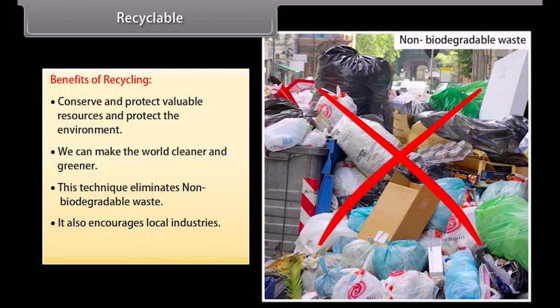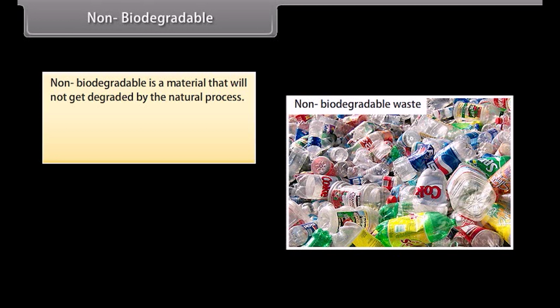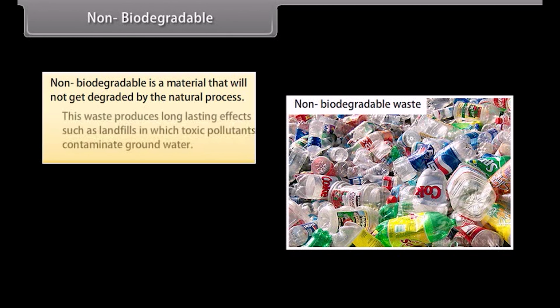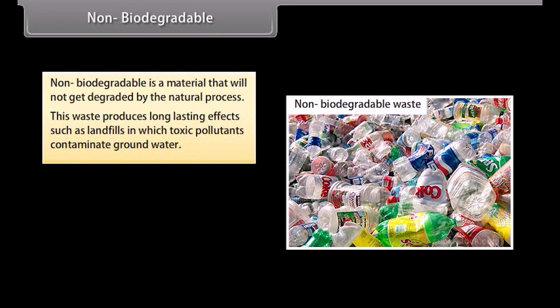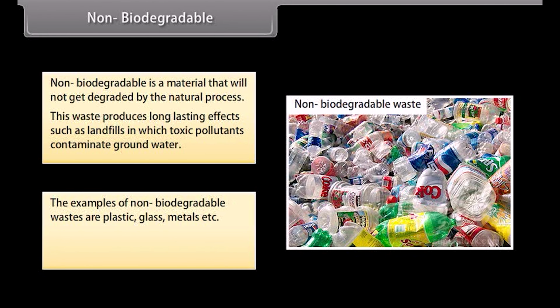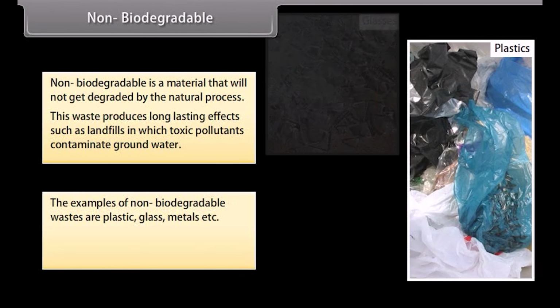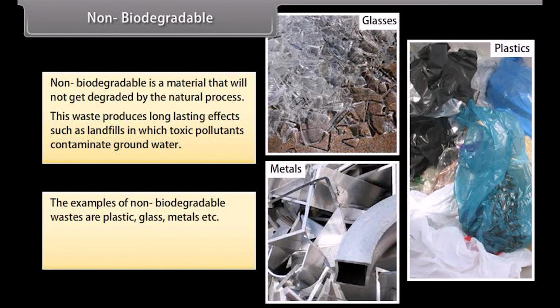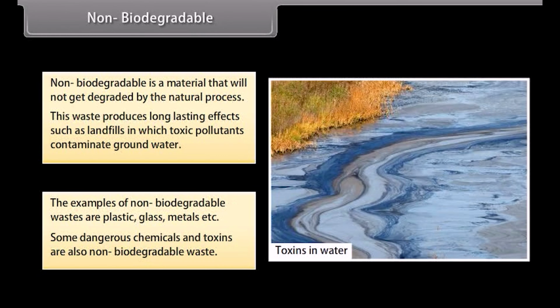Non-biodegradable. Non-biodegradable is a material that will not get degraded by the natural process. This waste produces long-lasting effects such as landfills in which toxic pollutants contaminate groundwater. The examples of non-biodegradable wastes are plastic, glass, metals, etc. Some dangerous chemicals and toxins are also non-biodegradable waste.